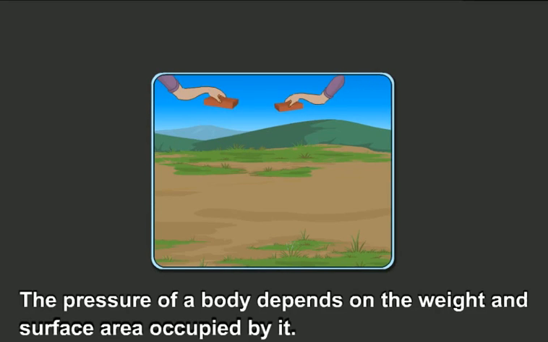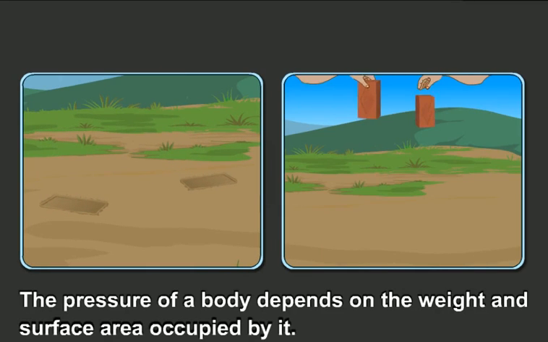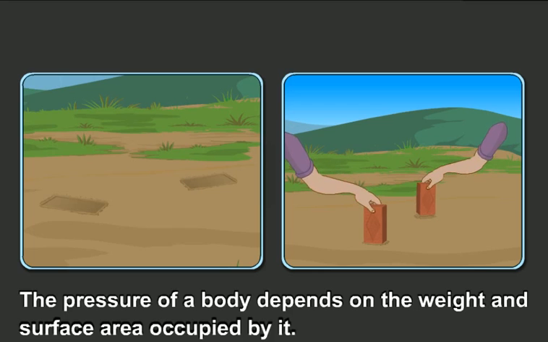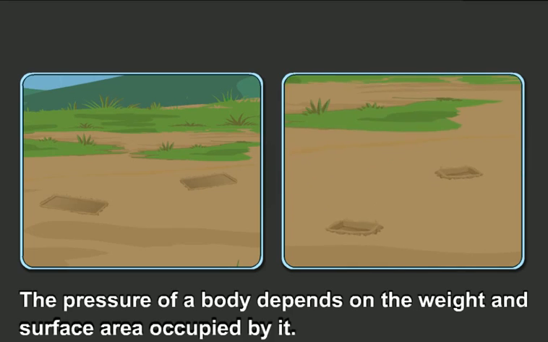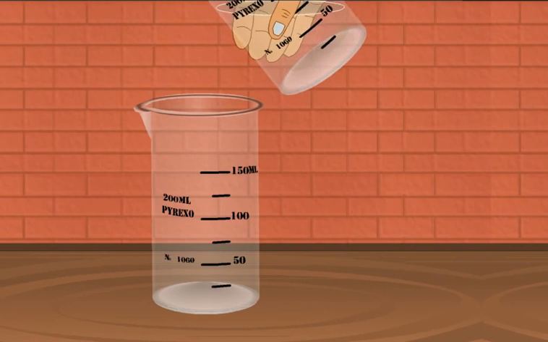The pressure of a body depends on the weight as well as on the surface area occupied by it. This has been proved in the previous sections. Let us study about liquid pressure in this section.